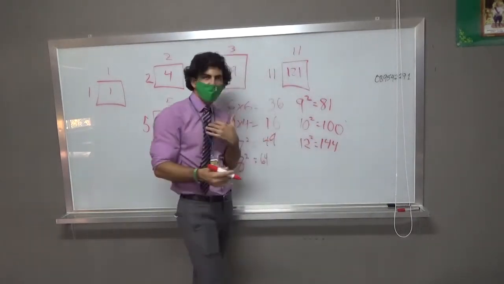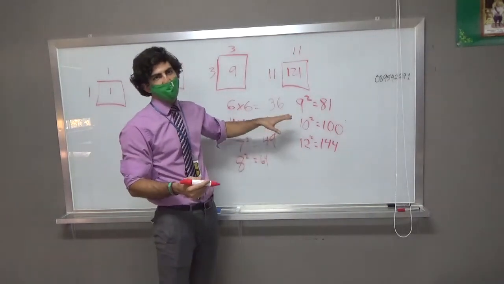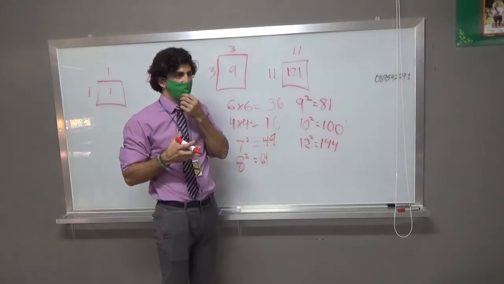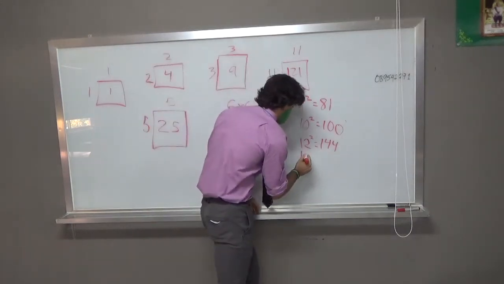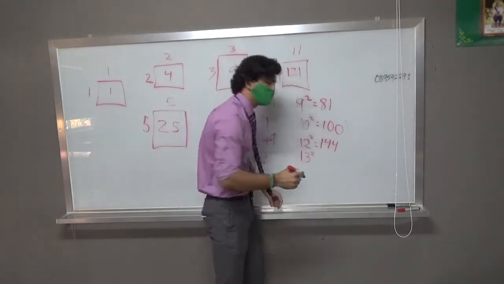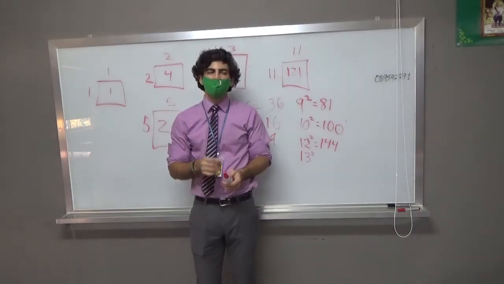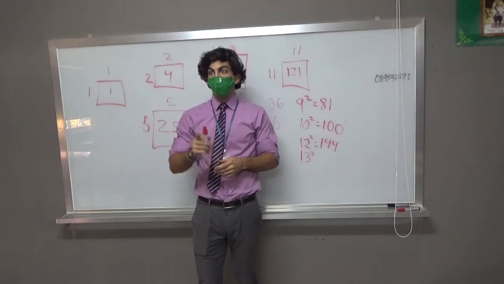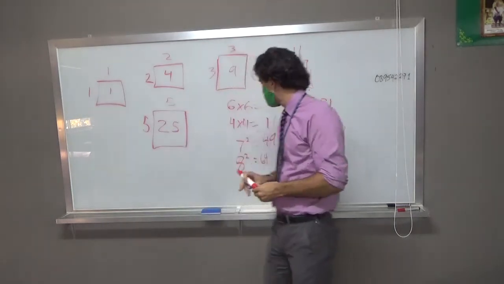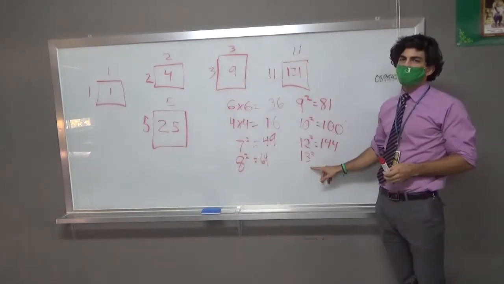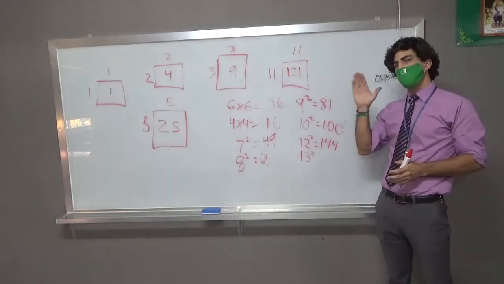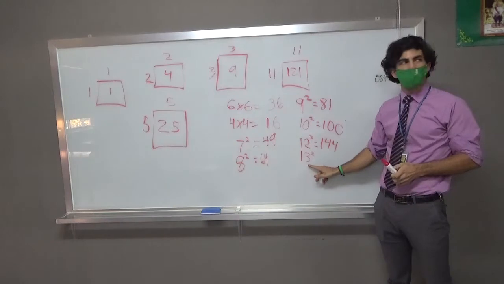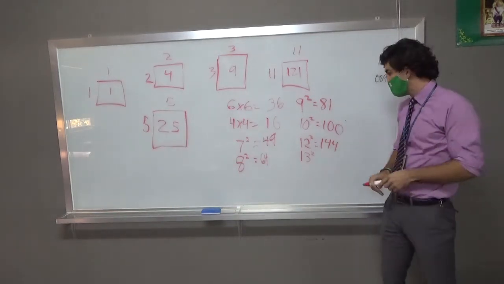144. When I was young, this is as high as we learned. So if you don't know past this, that's okay. But does anyone know 13 squared? 156. Close, but think of it this way. When you multiply 13 times 13, the number in the ones place is going to be 3 times 3. It's 169. 169, very good.